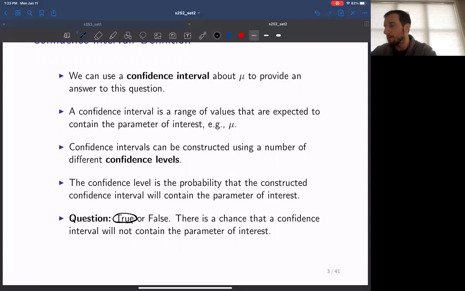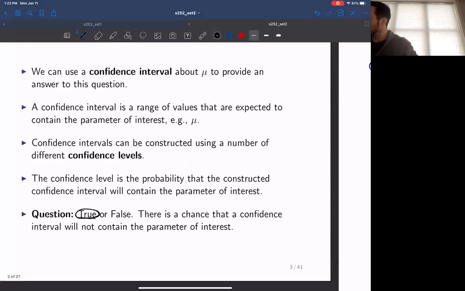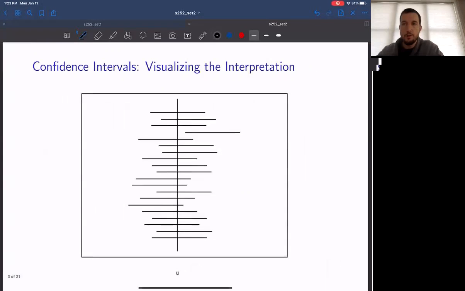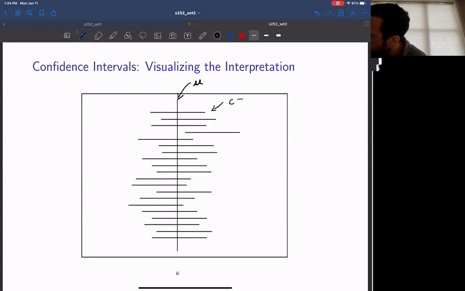But the idea when we are interpreting a confidence interval is that our interpretation is reflecting the idea of repeatedly sampling from the same population. So in the illustration on slide 4, this vertical bar going down the middle here will be mu. This is our population mean. Each horizontal line is a confidence interval.